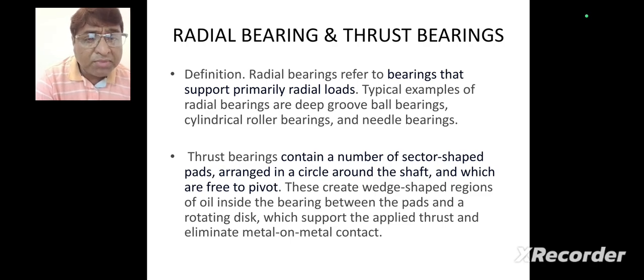And what do you mean by thrust bearing? Thrust bearing contains a number of sector shaped pads arranged in a circle around the shaft and which are free to pivot. This creates wedge shaped regions of oil inside the bearing between the pads and a rotating disc which support the applied thrust and eliminate metal on metal contact.